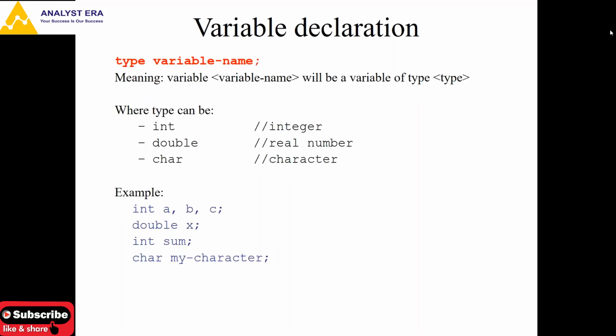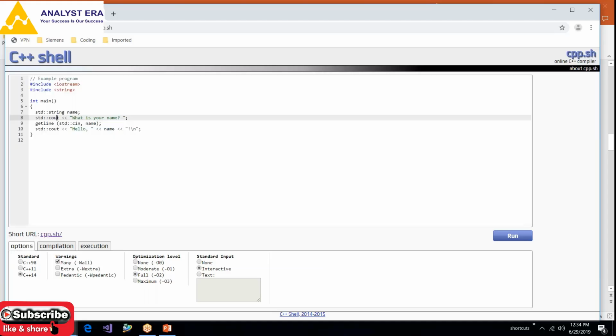So I will just show you a simple program. We have multiple online compiler tools. This is the basic C++ compiler, C++ shell. Please note this down: cpp.sh. If you don't have Visual Studio or anything, you can use this online compiler to understand the basic programs. So I'm writing the same program that is written in the presentation.